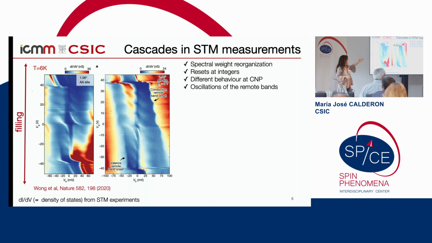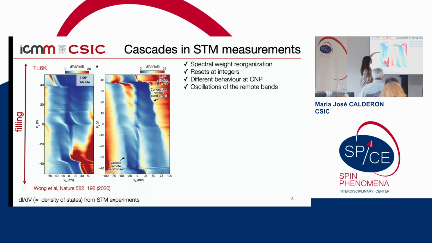And what you see here is that there is a strong spectral weight reorganization. You can see there are flows of the spectral weight moving, and they reset at integer fillings. So we have something happening here at the charge neutrality point, and then at filling 1, 2, 3. Well, it's not so obvious in this case here, but there are also other plots for different samples in which you can see it more clearly as well.